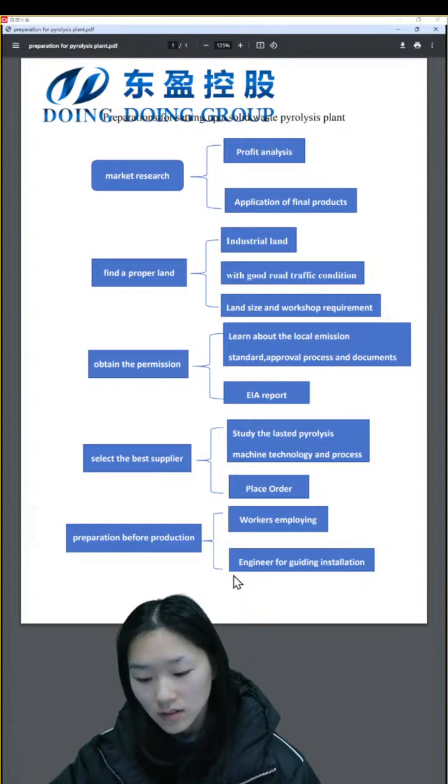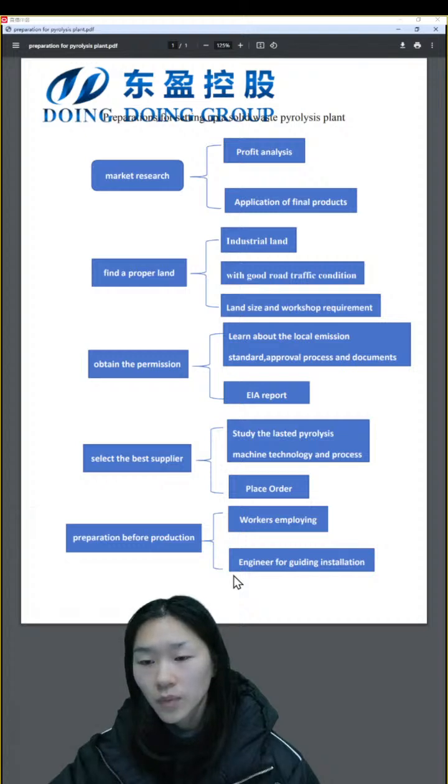There is another option for you. If you have a professional engineering team, you can let your engineers install your machine. We can provide our help to you online. We can make an online group to solve your questions during the installation.